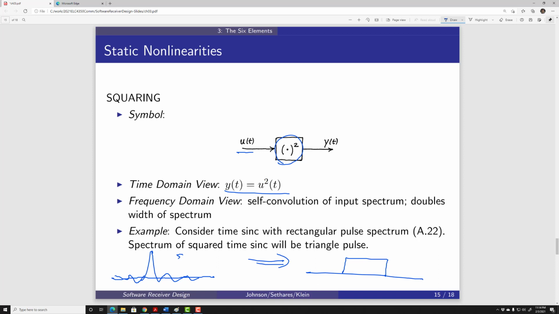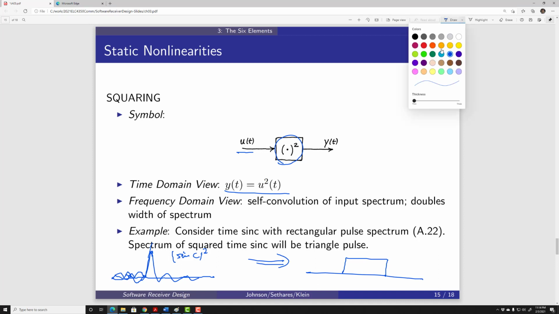Now if I work with the sinc function squared, you will see that it's something like this. Let me use another color. That's sinc squared, with a peak here, a peak here, a peak here, a peak here. Okay. Then in the frequency domain, what do we have?